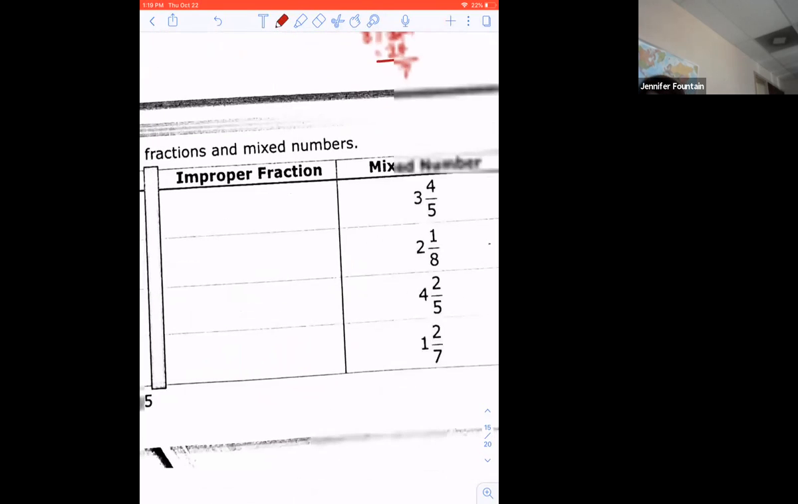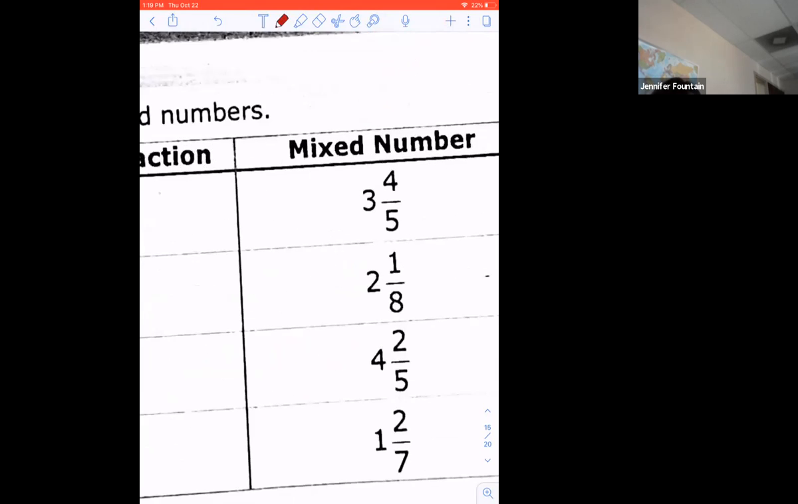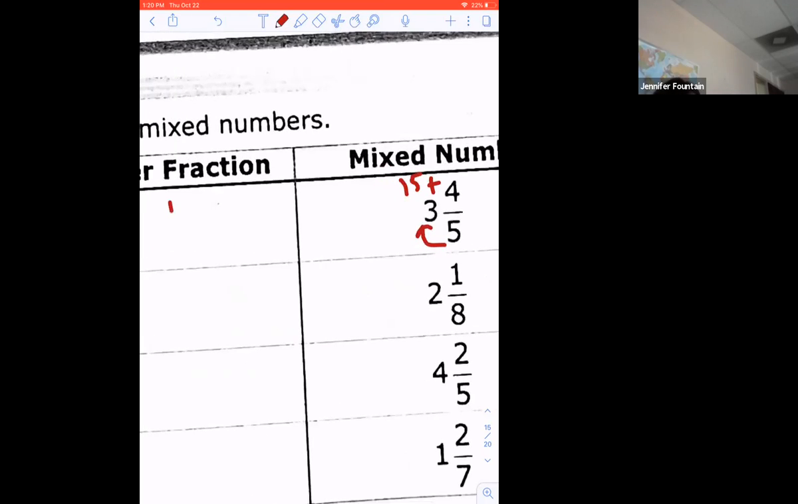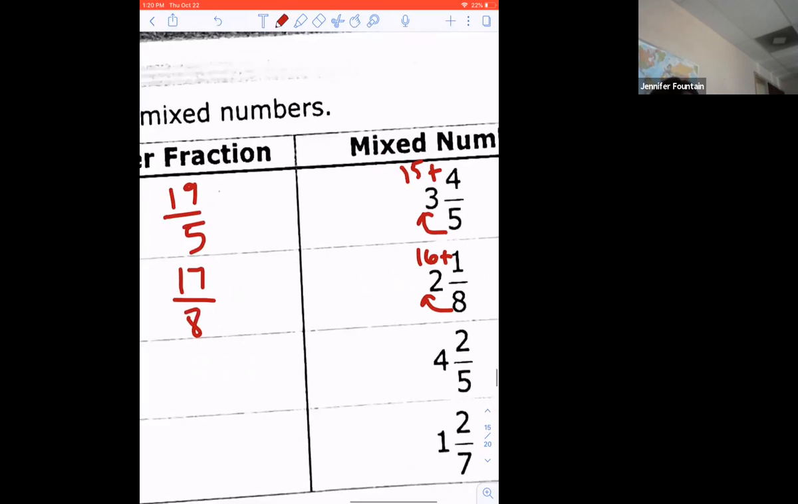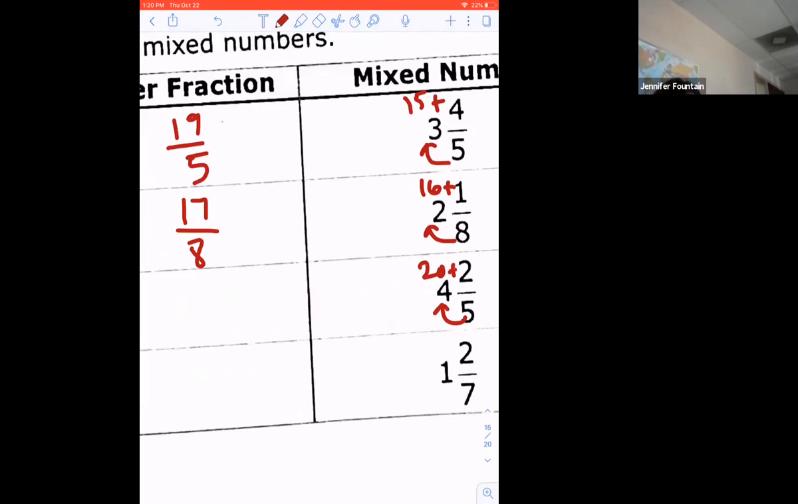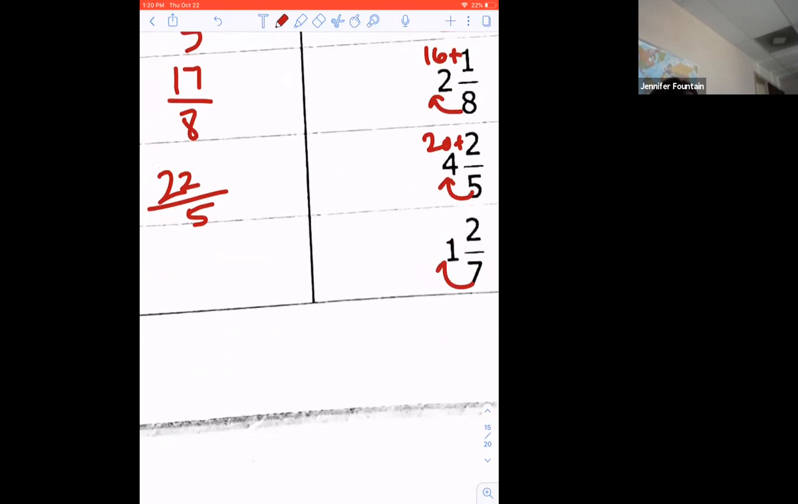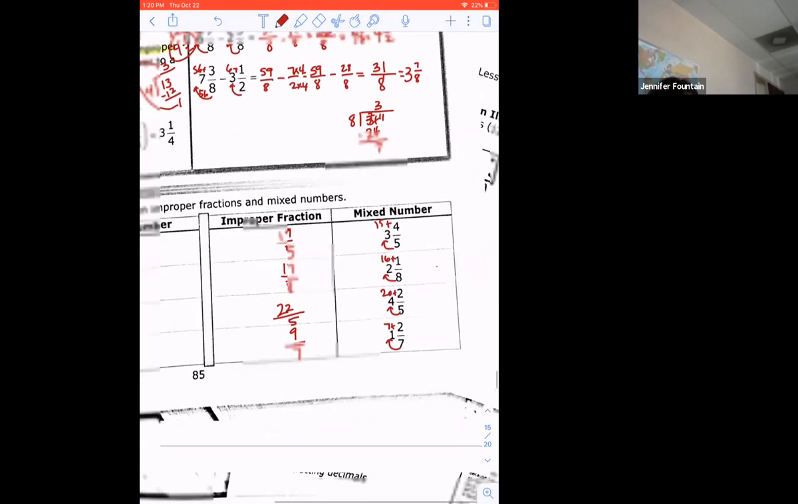Now let's go ahead and go from mixed numbers to improper fractions. I multiply. 5 times 3 is 15, and 15 plus 4 gives me 19/5. 8 times 2 is 16, and 16 plus 1 is 17. Keep my denominator of 8. 5 times 4 is 20, and 20 plus 2 is 22/5. 7 times 1 is 7, plus 2 is 9. Keep my denominator of 7. Any questions on those? Everybody okay with that?